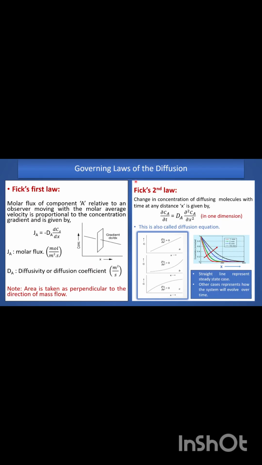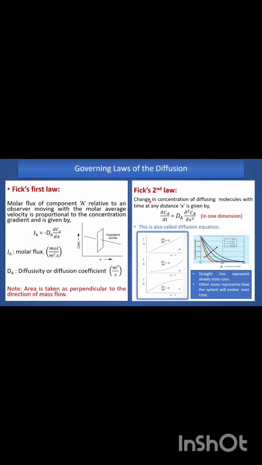The diffusion process is governed by two laws, Fick's first law and Fick's second law. As per Fick's first law, the molar flux of a component A relative to an observer moving with the molar average velocity is proportional to the concentration gradient and is given by this, where J is the molar flux, D_A is the diffusivity and dC_A/dx is the concentration gradient. Molar flux has the unit mole per unit area per unit time. Area is measured here in the direction perpendicular to the flow.